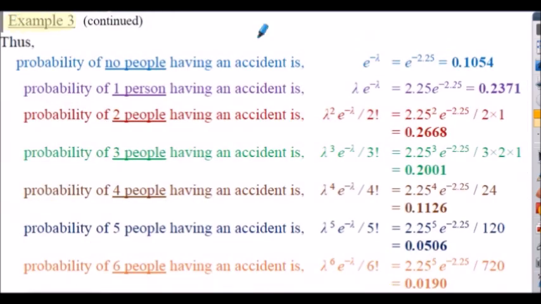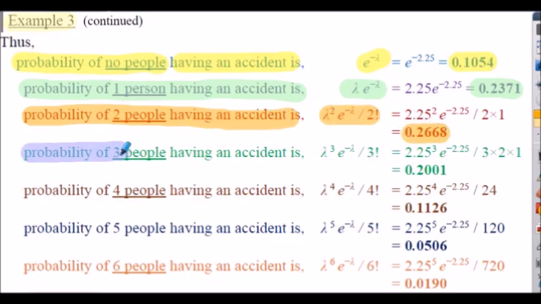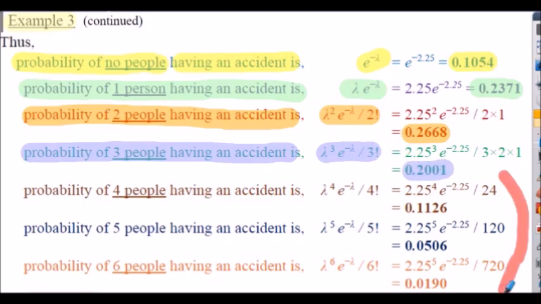Example 3, continued. Here are our full calculations. Probability of no people having an accident, that's the first term in the series. The probability of 1 person having an accident, calculated here. 2 people having an accident, calculated here. 3 people having an accident, calculated here, etc. I'll let you review the other terms at your own pace.